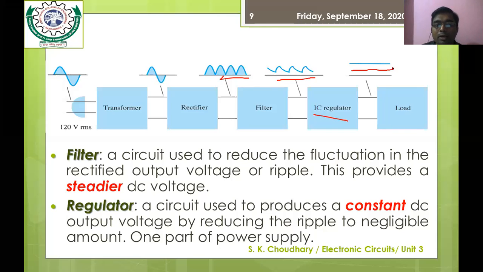So if you look at the block diagram, there are various stages of the regulated power supply. First is the transformer, then the rectifier, then the filter, and finally the IC regulator. Then we obtain the regulated DC voltage output, and that is given to the requisite load. Whatever the load, maybe a computer system, a music system, any speaker, a light, or some other load, we can use it in these applications.